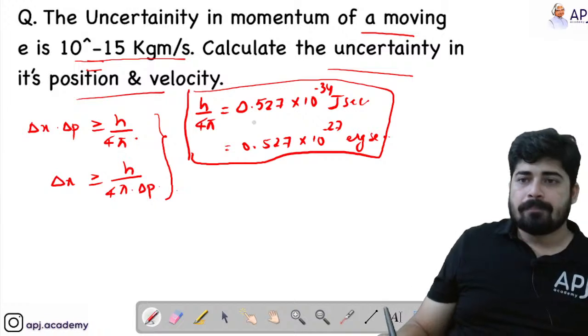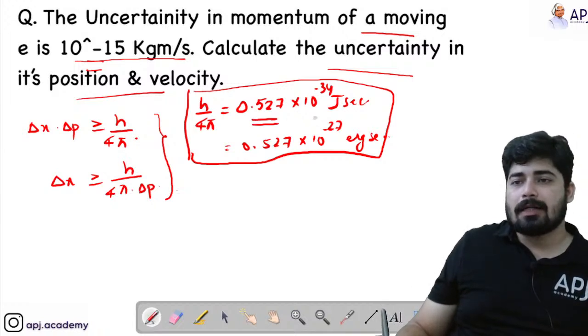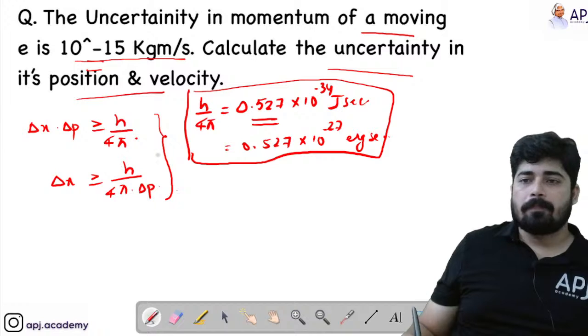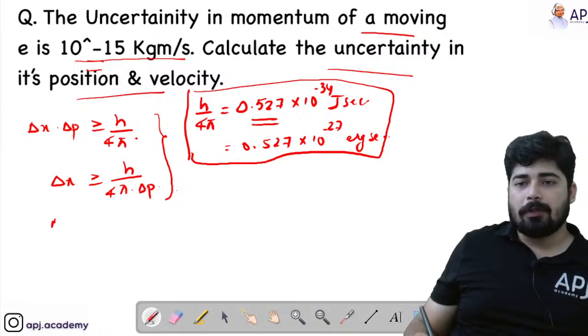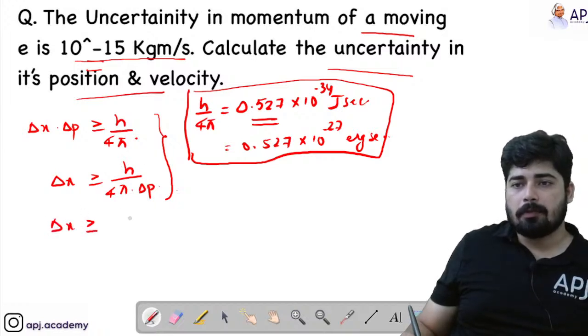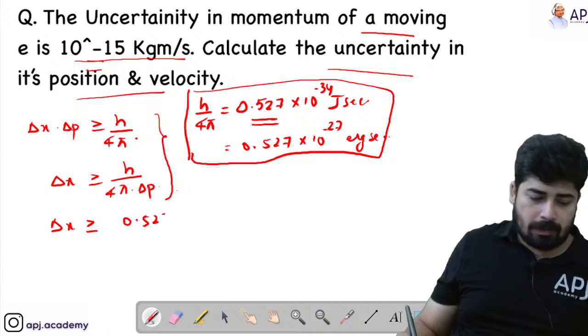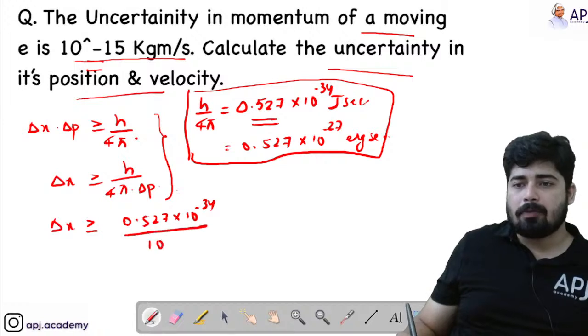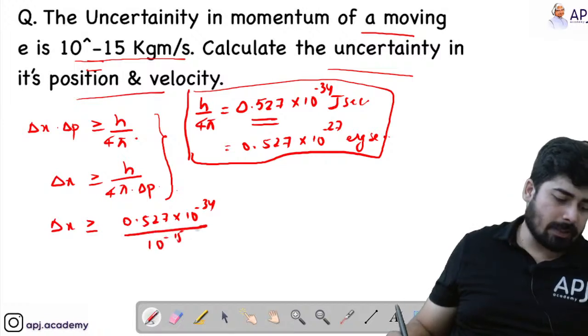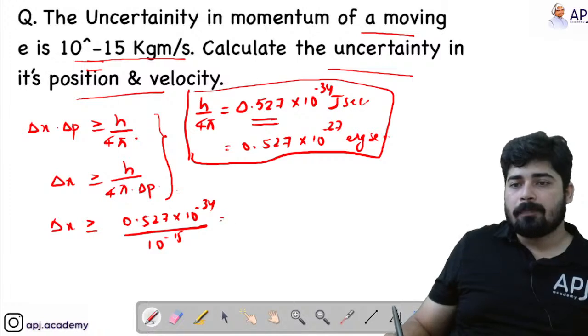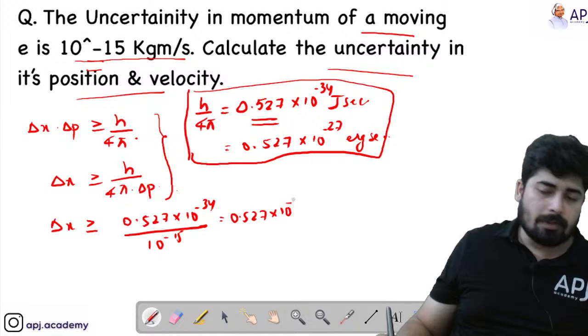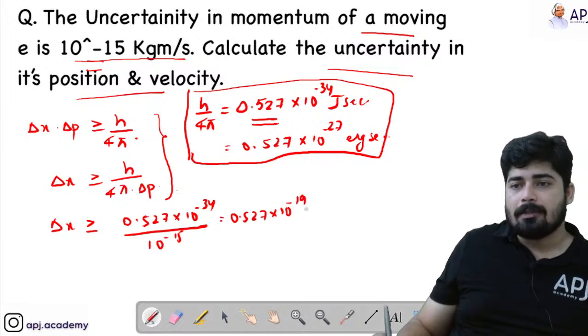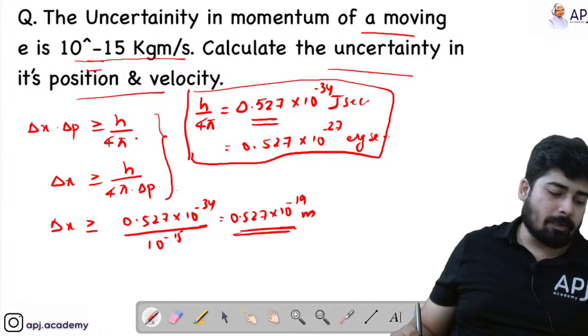0.527 × 10^-34 joule second. So just substitute the value. Δx will be greater than or equal to 0.527 × 10^-34 divided by 10^-15, which is already given in the question. So you'll get the value as 0.527 × 10^-19 meter. That is the uncertainty in position.